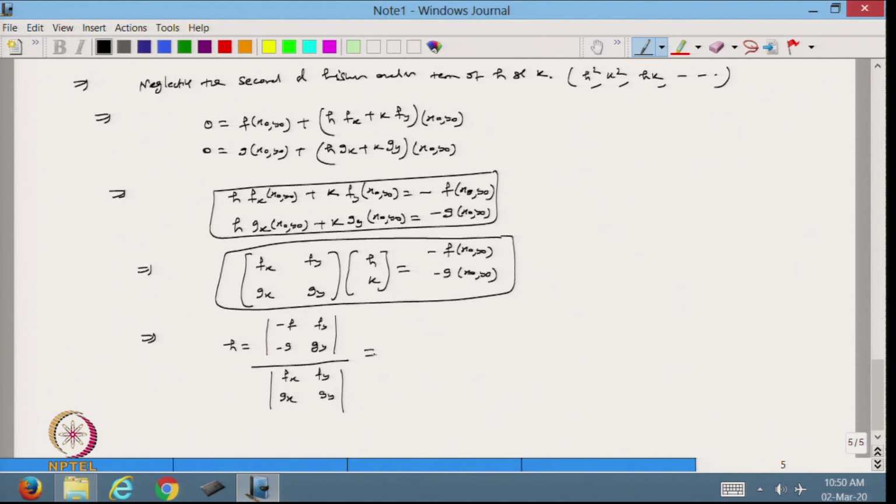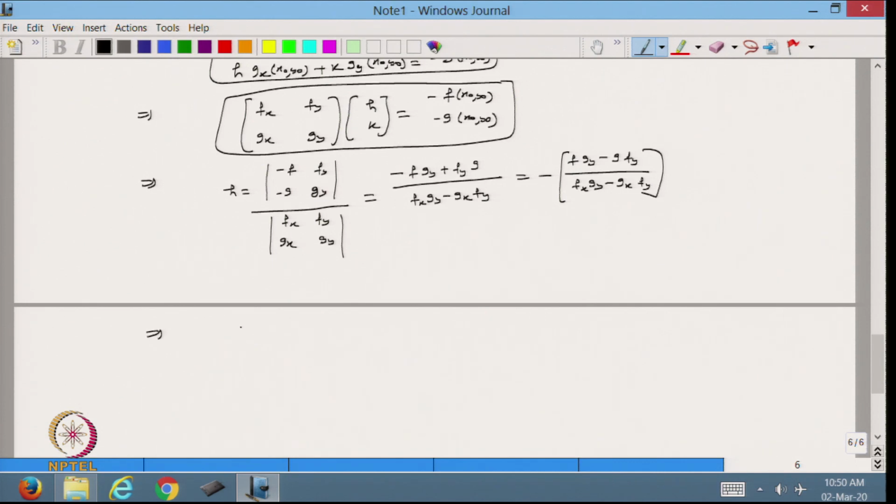So, from here I can write that this numerator will be minus f g y plus f y g divided by f x g y minus g x f y. Taking the minus sign, I can write f g y minus g f y divided by f x g y minus g x f y. So, that is my h we can find.